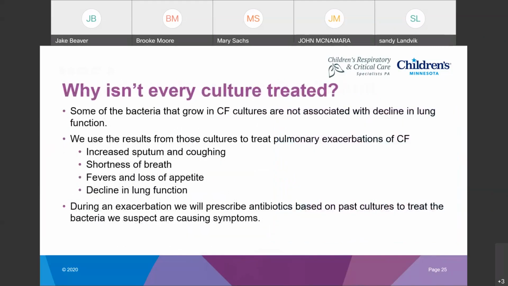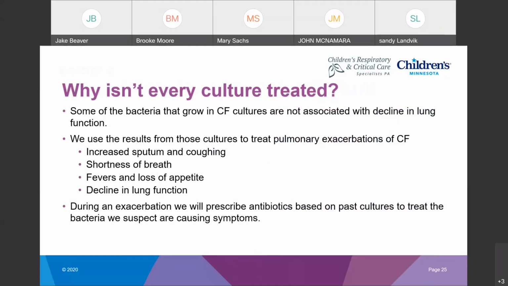So why don't we treat every culture? Some of the bacteria that grow in CF cultures are not associated with a decline in lung function. We want to preserve antibiotics and to prevent the development of antibiotic resistance. We want to be stewards of antibiotic use.